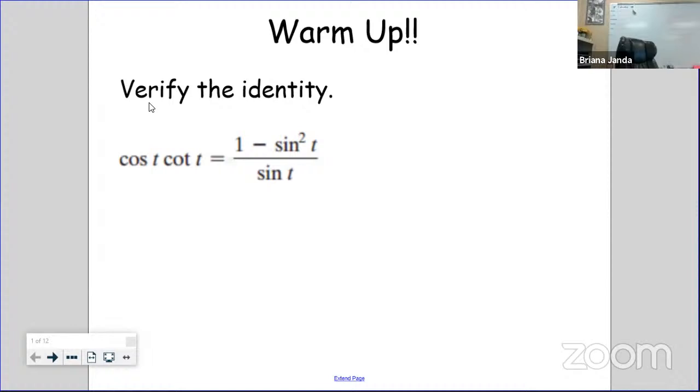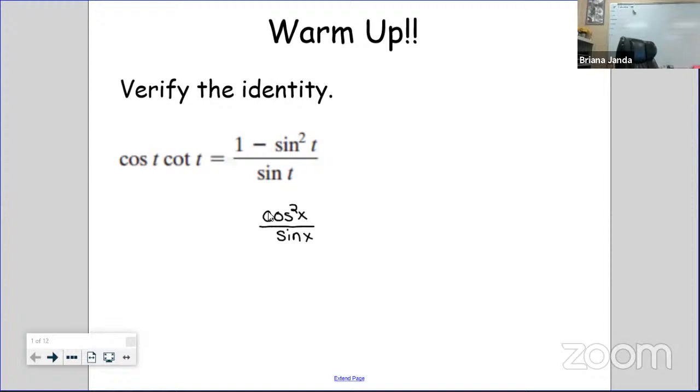So first of all, verifying our identity. Again, I always like to work with what looks like the more complex side. And on this one, I would have picked the right-hand side. One of the things you can do is sub in for your 1 minus sine squared. It's a Pythagorean identity. 1 minus sine squared is the same thing as cosine squared. So I could change this numerator to cosine squared.